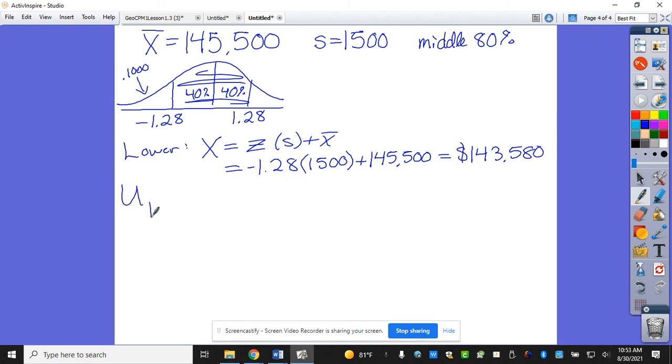So when I do my upper, the only thing that's going to change is that I multiply it by positive 1.28 instead of negative. Which gives me 147,420.